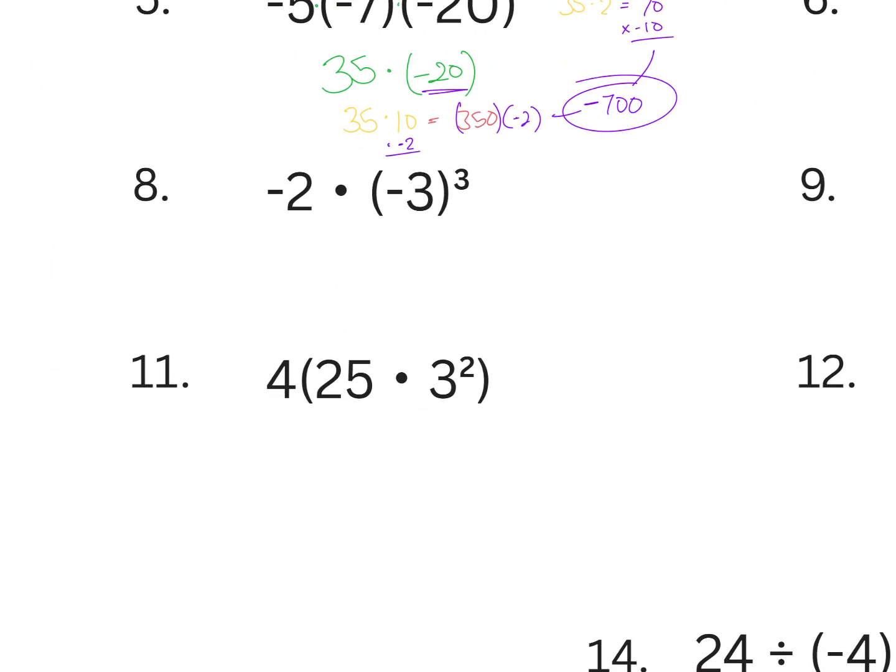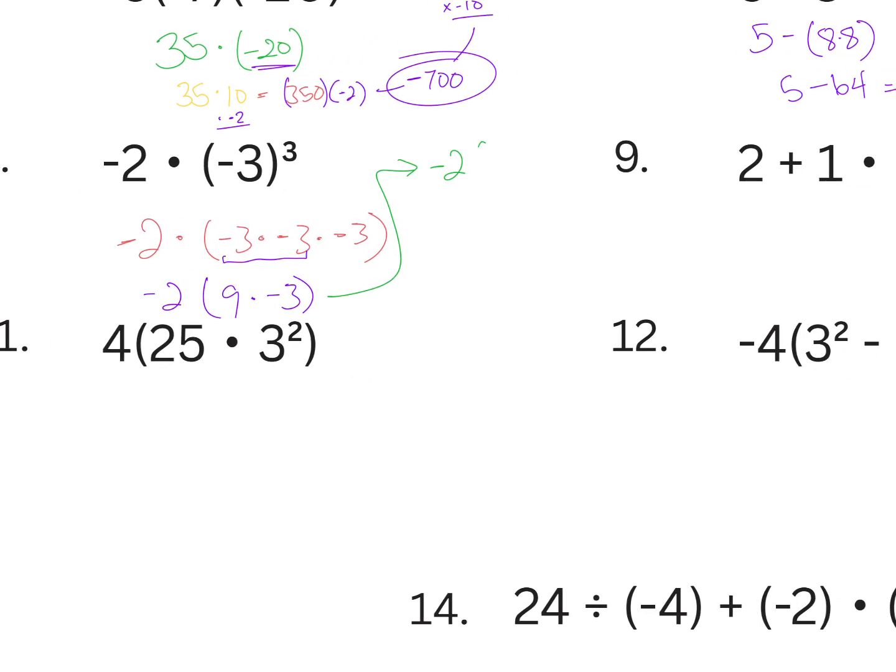Number 8. -2 times -3 times -3 times -3. Well, -3 times -3 is 9. And then we're going to multiply by -3 again, and we get negative 27. -2 is still out front, and then 2 times 27 is 54, positive 54.